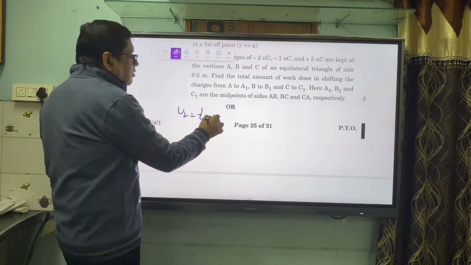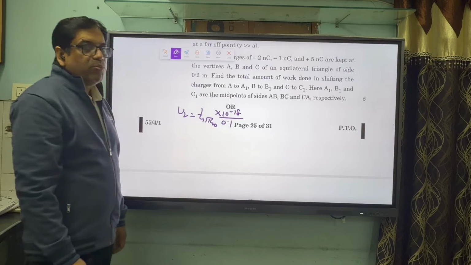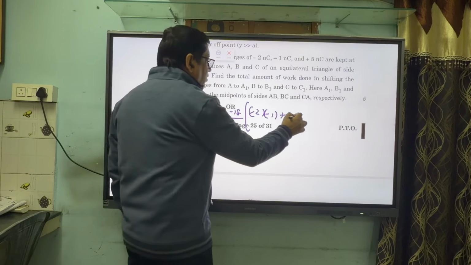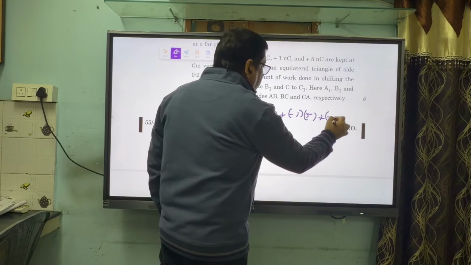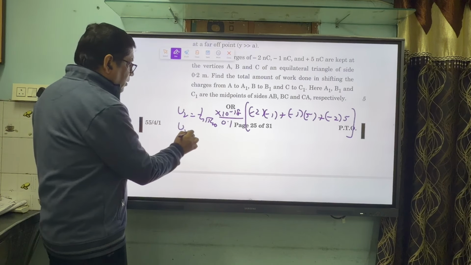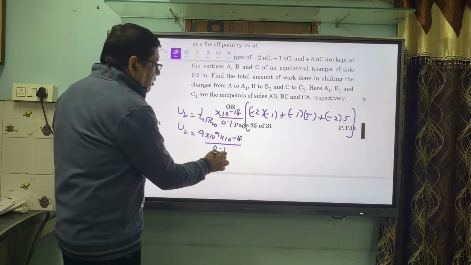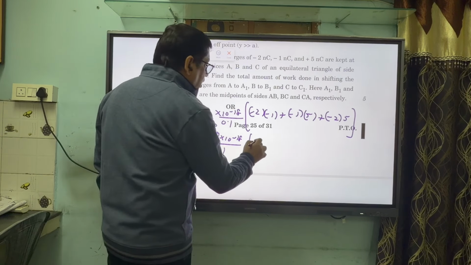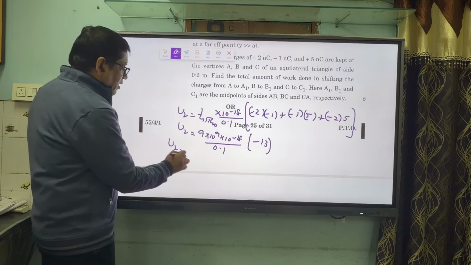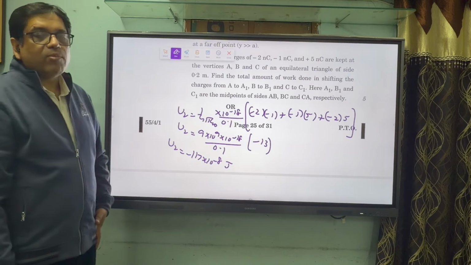1/4π will be common. 10 to -18 will be common. Distance instead of 0.2 will become 0.1. और ब्रैकेट में वही -2 into -1 and then -1 into 5 and then -2 into 5. Same pairs will remain here. So this will become 9 into 10 to the 9, 10 to -18, 0.1, and this will again become equal to -13. So potential energy will be equal to -117 into 10 to -8 joule per meter. This is the final potential energy.